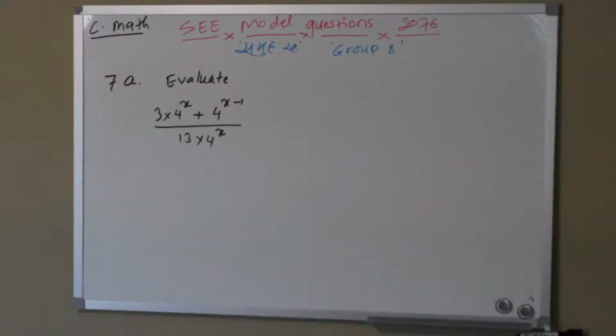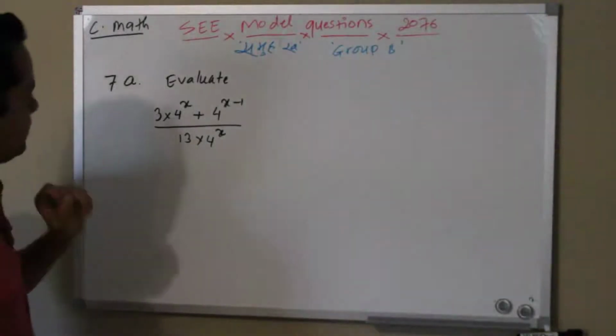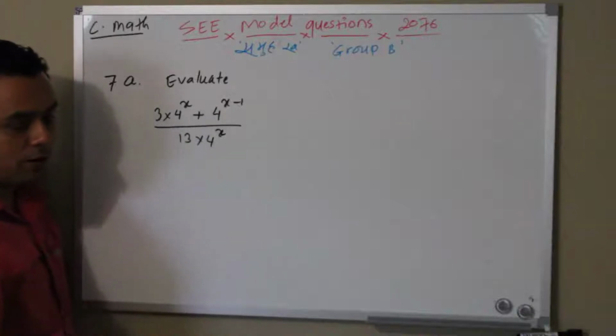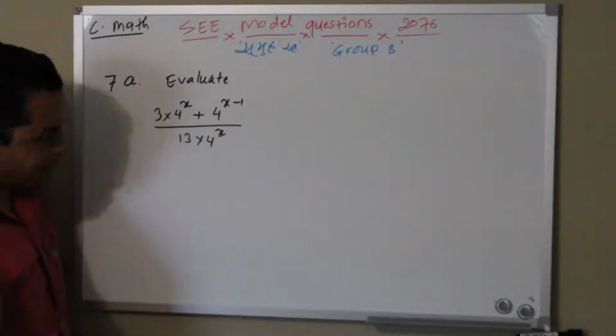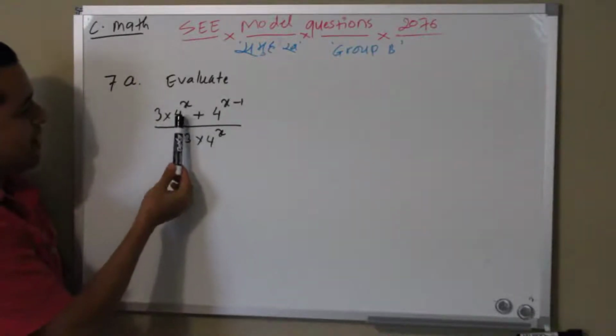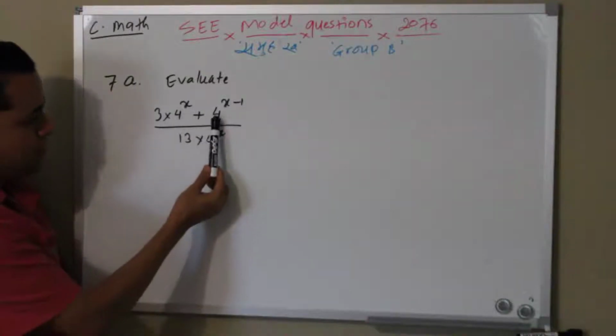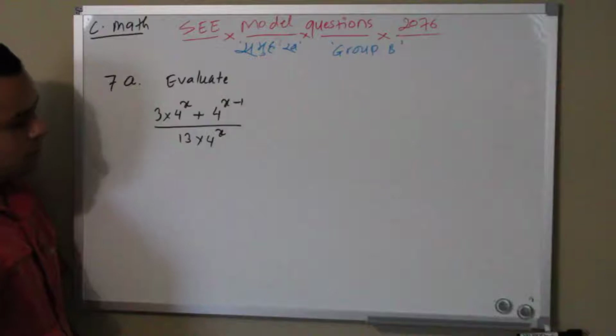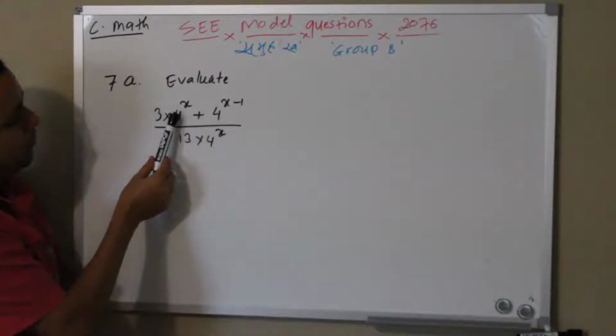Okay, now we are in 7B, 7A. Evaluate this. We have to evaluate, that means we have to express in the simplest form as much as possible. Since we have 4 to the power x here, 4 to the power x here, 4 to the power x here, we can eliminate 4 power x.